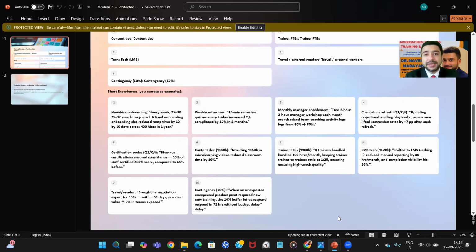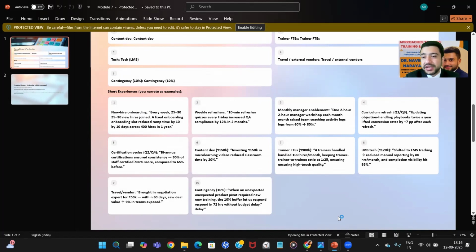Then the monthly manager enablement program. For that, a 2-hour manager workshop is conducted monthly, which helped the team coaching activity logs increase from 60 to 85 percent. This is the increase that I had seen. That is why I feel every manager should also go through new updates and new ideas. That is exactly what is required.